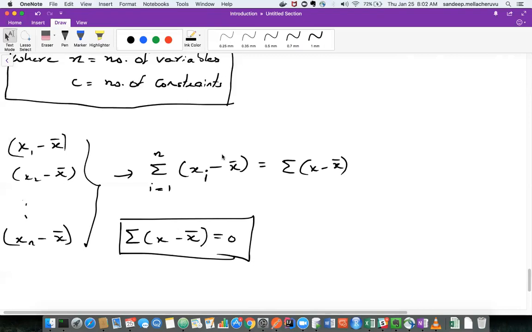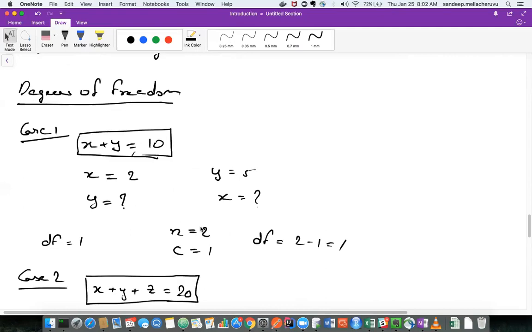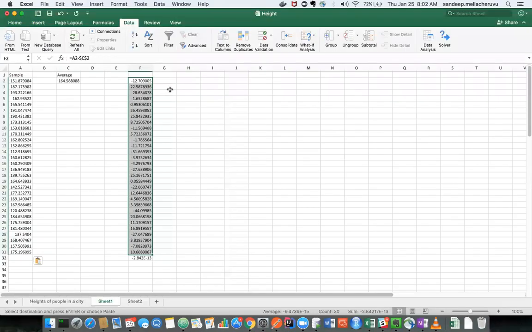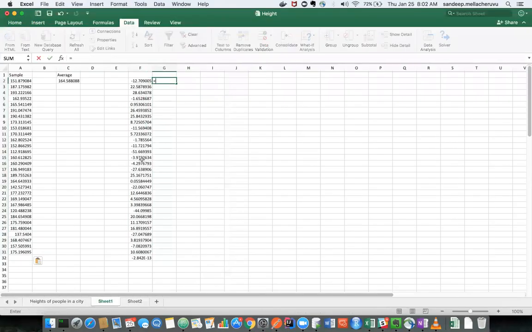So here, while calculating standard deviation, you took a square, right? Yes. I am taking the square because sigma x minus x bar is 0, but sigma x minus x bar square is not 0. Let's say I take a square of each of them. This is x minus x bar, right? Yes, Sandeep. Let me write it here. X minus x bar.